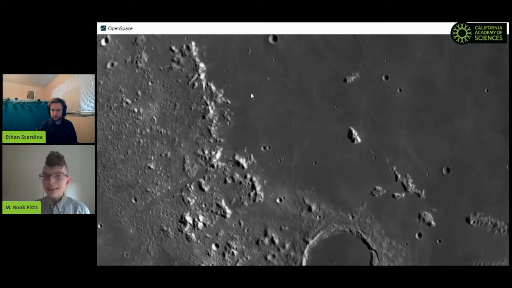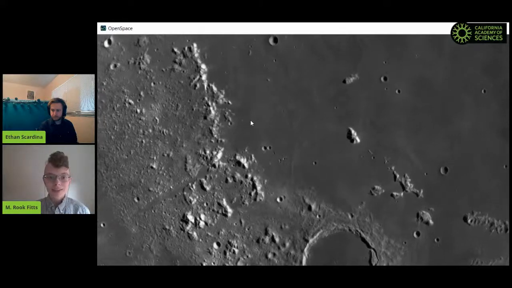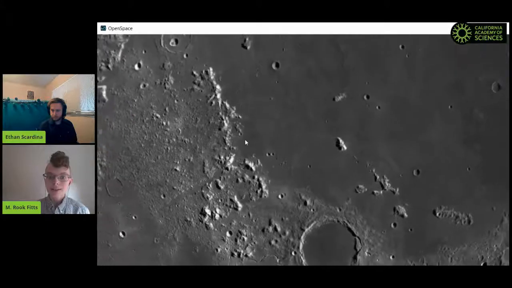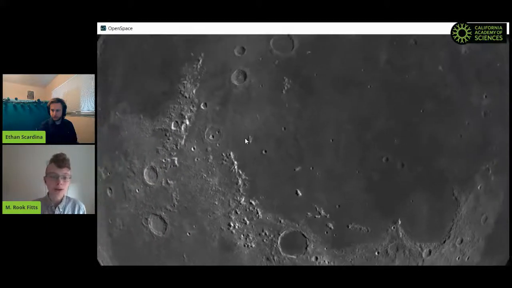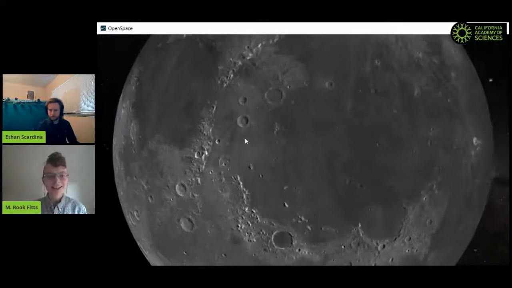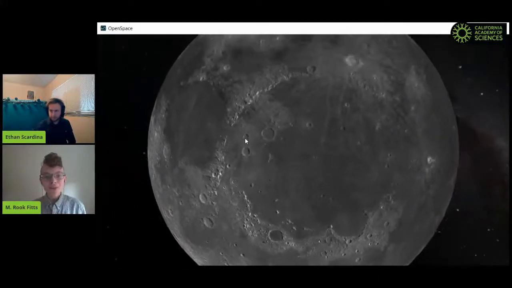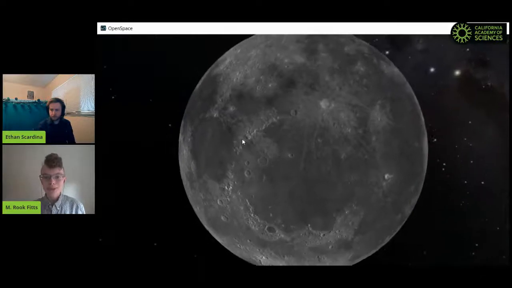Here you can see within this ocean, or rather discuss how this gets here, how an ocean of molten rock gets on the surface of the moon. We've got to look at how the moon formed.